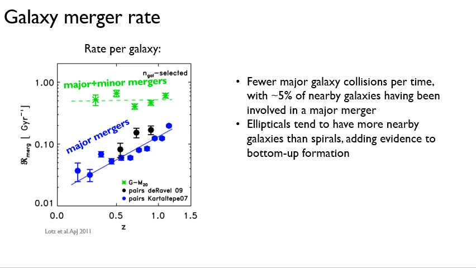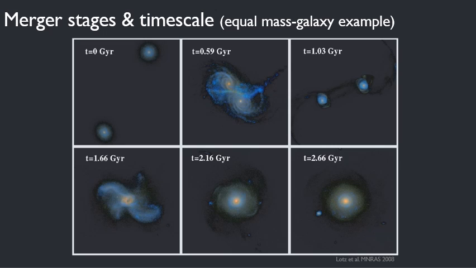In terms of the time scales, it's on the order of billions of years. This is an example of a major merger, a simulation result of two galaxies of equal mass. If they start out at some separation, then once they come into contact here, they'll basically emerge, slingshot past each other, come back again, and finally coalesce.